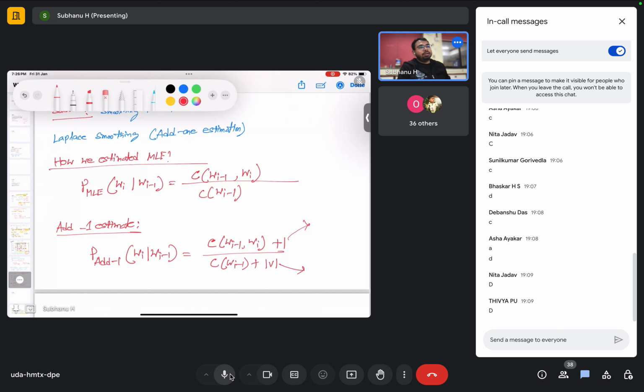What does mod V mean? Why is there a mod V? The plus 1 we have seen, because at each entry we are just adding 1. But why are we adding mod V here? Can anyone tell me the answer?